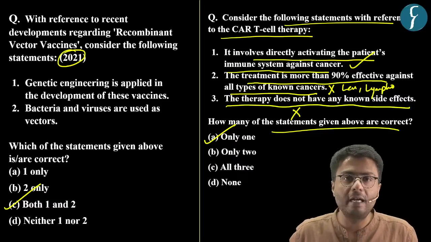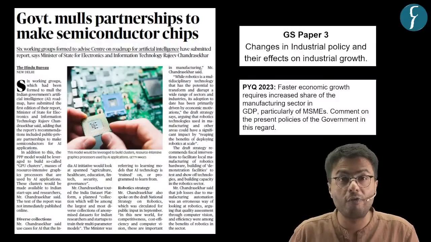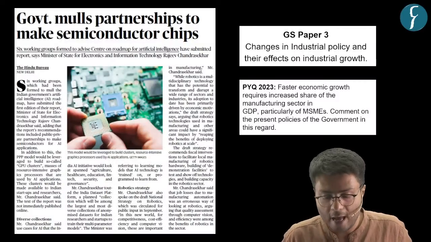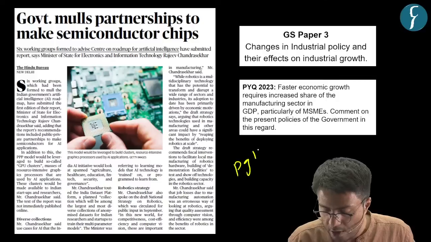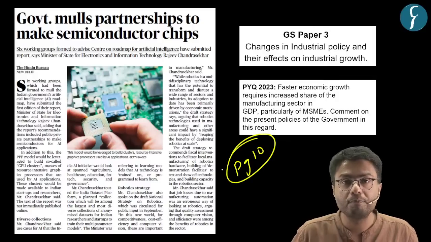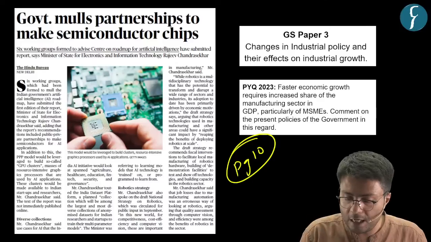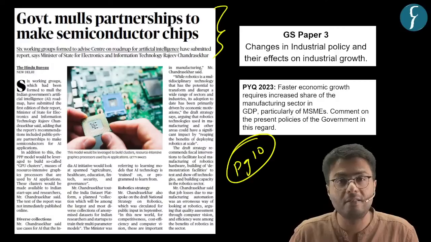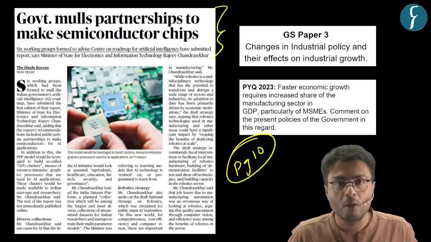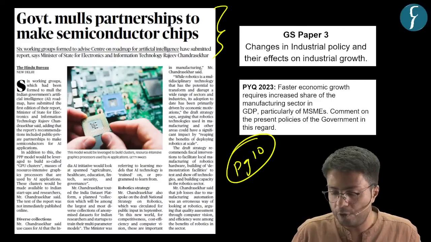Now, after we have dealt with the prelims centric articles, let us now move towards the mains centric coverage of today's newspaper. And our first article in this regard appeared on page 10 of the Hindu newspaper. In this article, the government is planning to have partnerships to manufacture semiconductors inside Indian territory. And now, why is this topic important from our exams point of view?